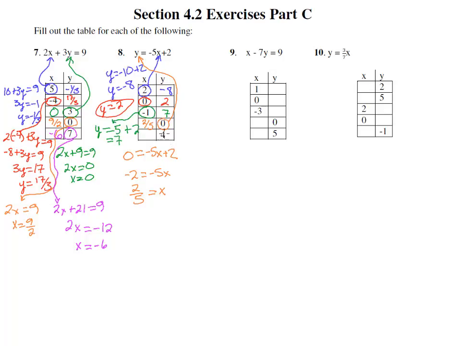Good. And finally 4. This goes in for the y value. So it's going to be 4 equals negative 5x plus a 2. Subtract 2 from both sides and we get 2 equals negative 5x.